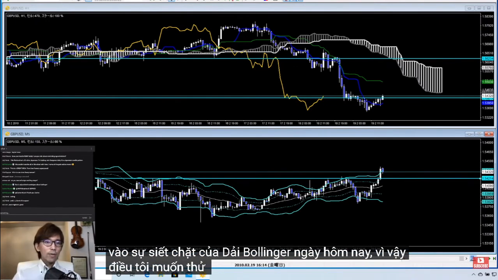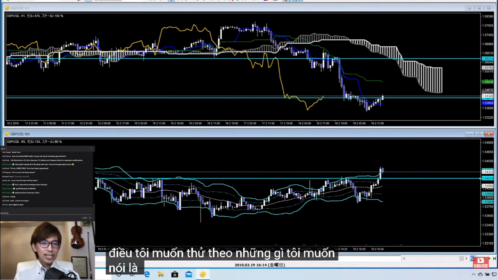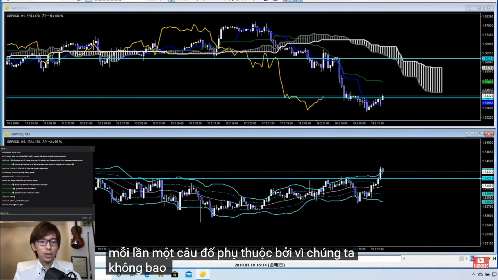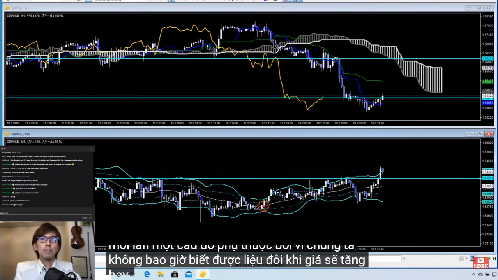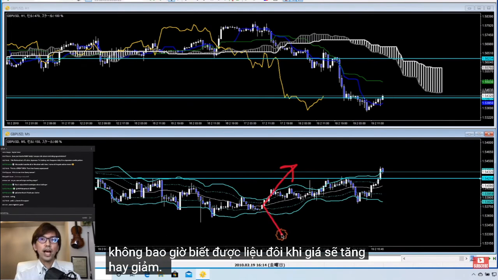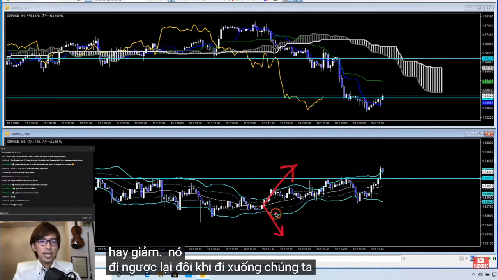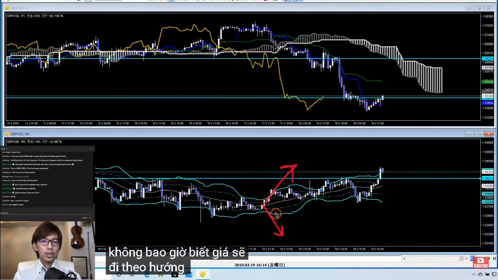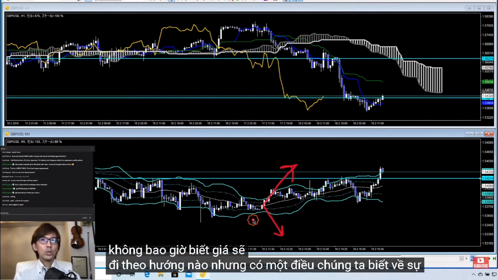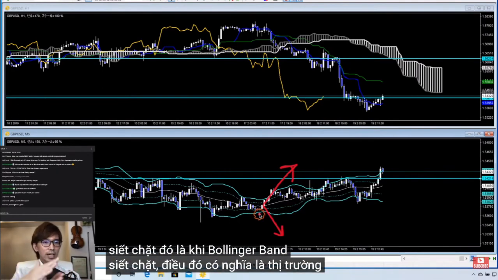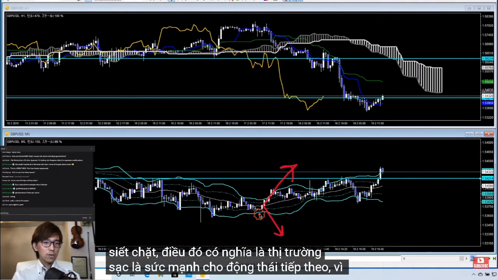So what I wanted to say is that we cannot take trades every time the Bollinger Band squeezes, because we never know if the price is gonna go up or down after the squeeze. Sometimes it goes backwards, sometimes it goes downwards. We never know which way the price is gonna go. But one thing we know about the squeeze is that when the Bollinger Band squeezes, that means that the market is charging its power for the next move.